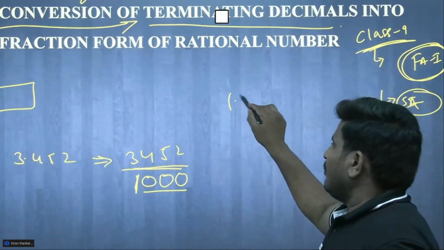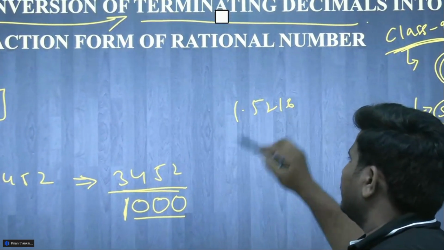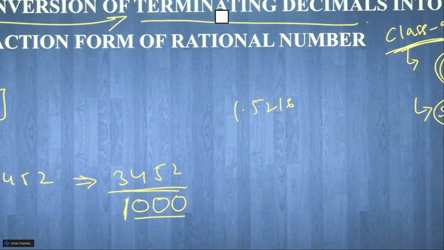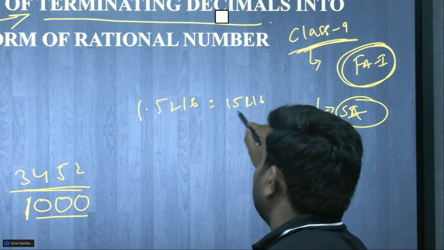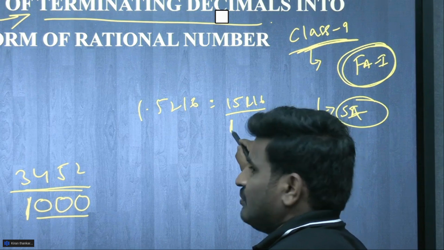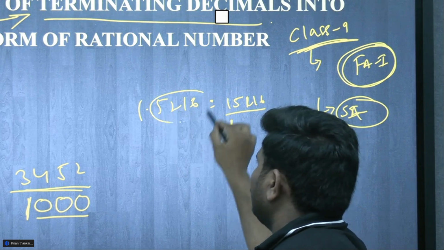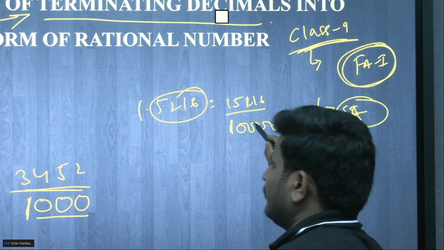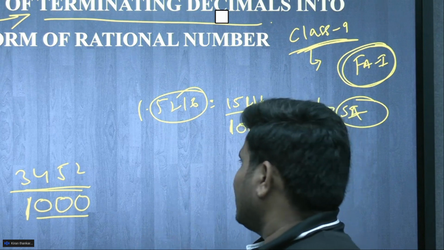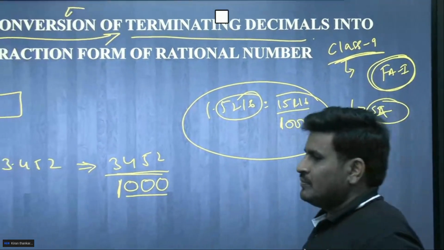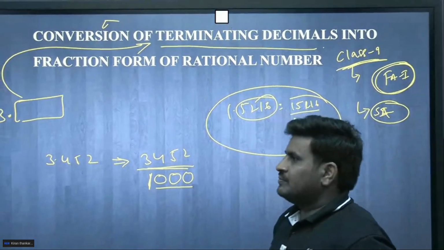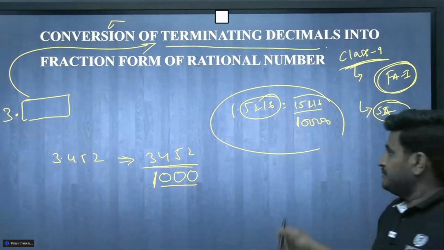For example, here we have 1.5216. Remove the decimal point, 15216, over 1 along with how many zeros? 1, 2, 3, 4. Four zeros. Here we take four zeros. Get it? Okay. Now let's see here.